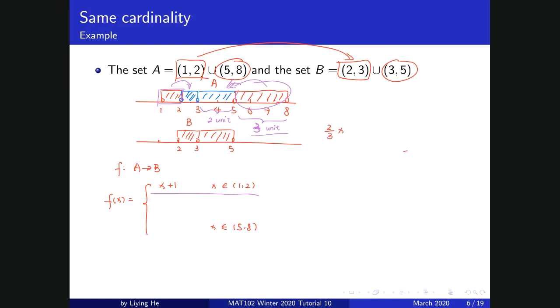Okay, that's our first step. So after this, what do you get? So 5, 8. After you multiply by 2 over 3, what do you get? Anyone want to share?